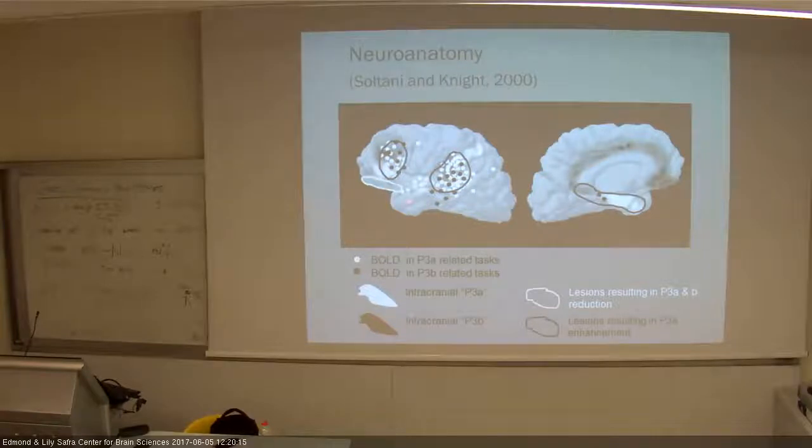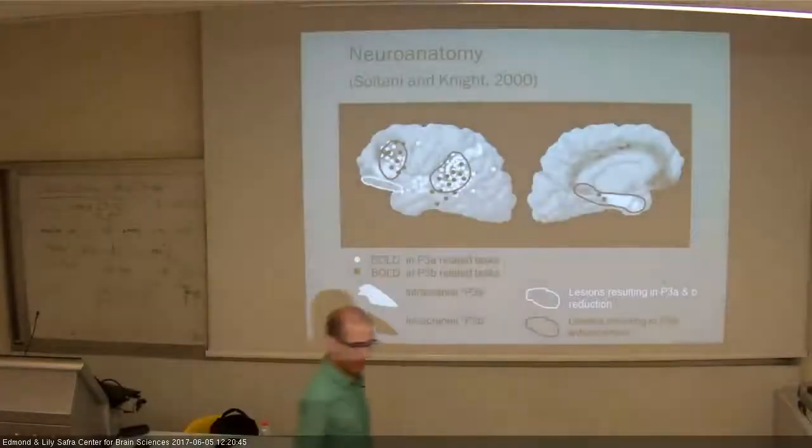And by and large, what you can see is that there is quite a big overlap between the P3A and the P3B response. Okay, but it's not a complete overlap. So there are some differences between these conditions. For example, with the BOLD, we see responses in the hippocampus for the P3B, but not for the P3A. Okay, so questions about the P3?